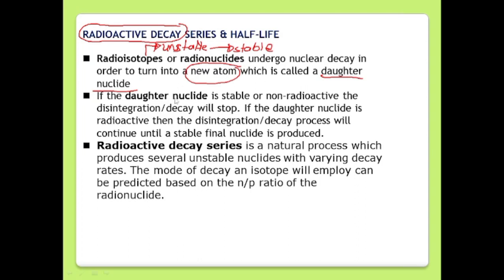If the daughter nuclide is stable or non-radioactive, the disintegration or decay will stop. So, kapag naging stable na yung daughter nuclide natin, magi-stop na yung radioactive decay process natin. But then, if the daughter nuclide is radioactive, then disintegration or decay process will continue until a stable final nuclide is produced. So, ibig sabihin yan, we have the radioisotope.